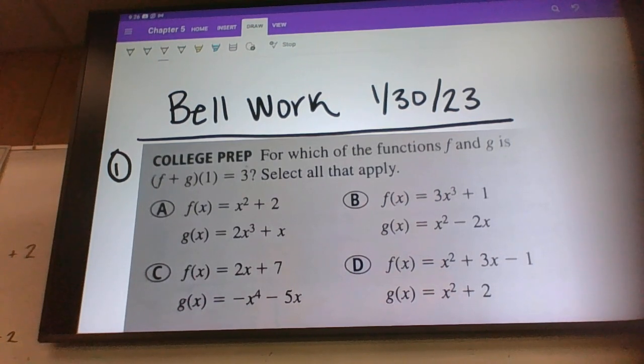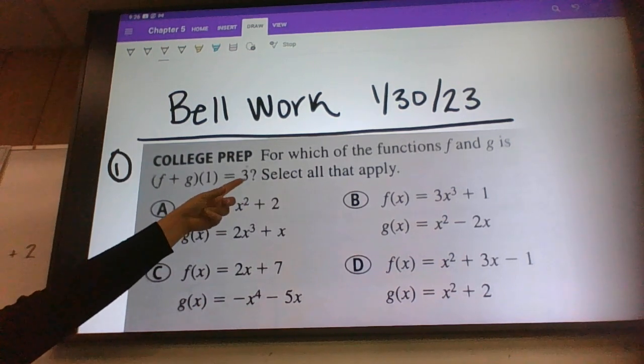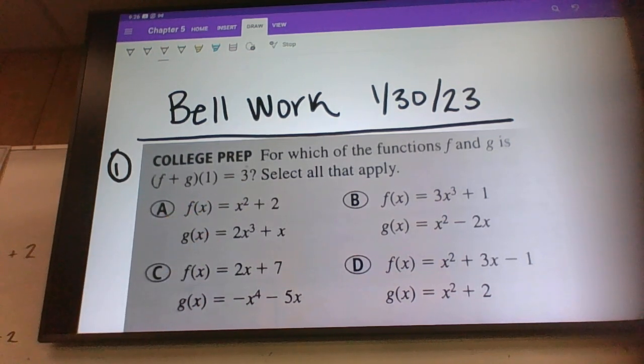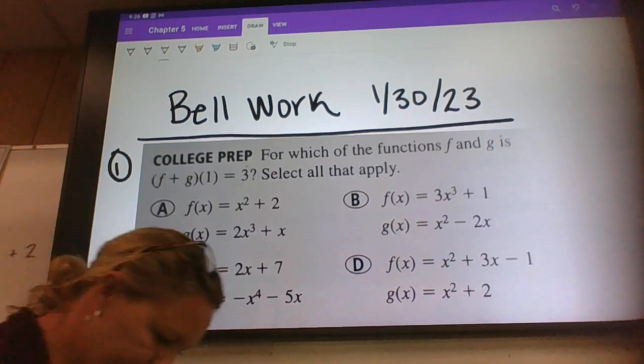And after I plug in 1, I end up with a 6. So A does not have a sum of 3. It has a sum of 6. So it's not letter A. So I'll write on the screen.